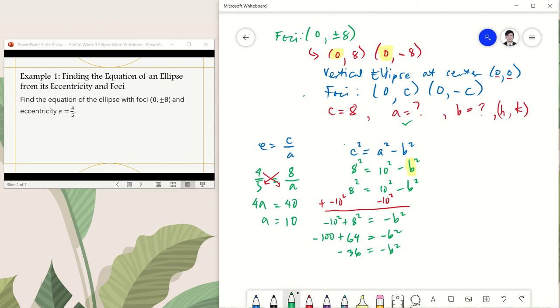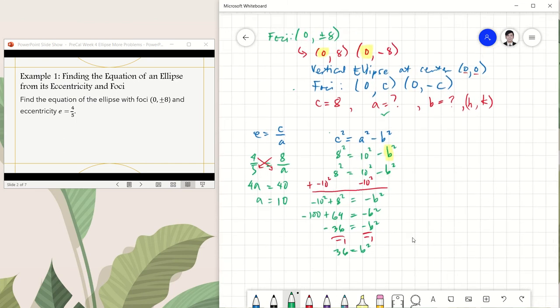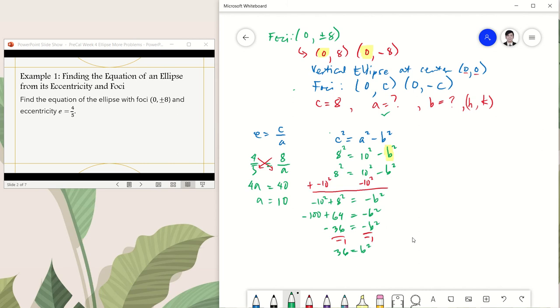And then, negative ito. So, we need to divide both sides by negative 1. So, ang mangyayari magiging b squared is equal to 36. And then, b is raised to a power of 2. So, we can get the square root of both sides to get what is b. So, b now is 6. So, we already have the b, we already have the center, we already have the c as well. So, we're now ready to make the equation.